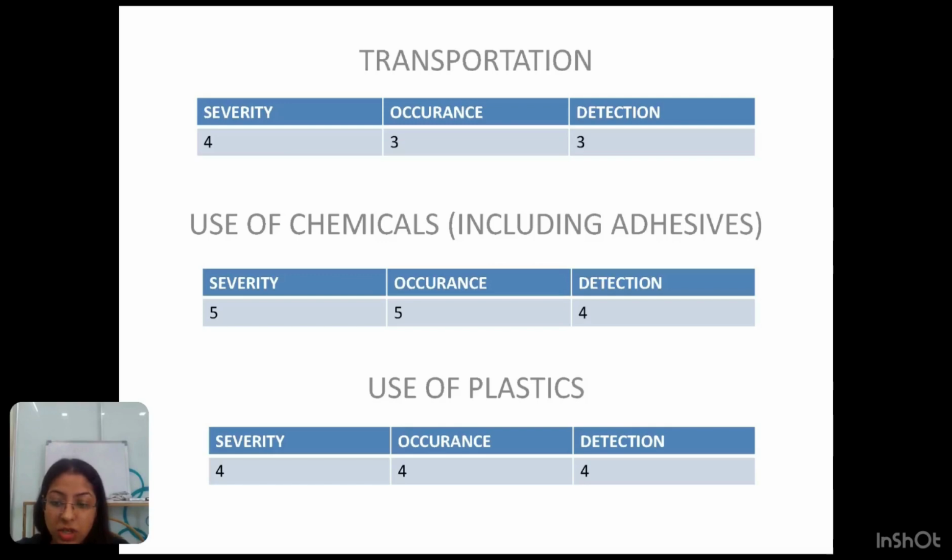Next is the use of plastics. For plastics, severity is 4 because it causes a great environmental impact. Occurrence is 4 and detection is also 4.